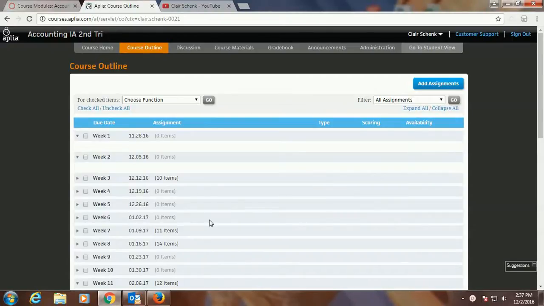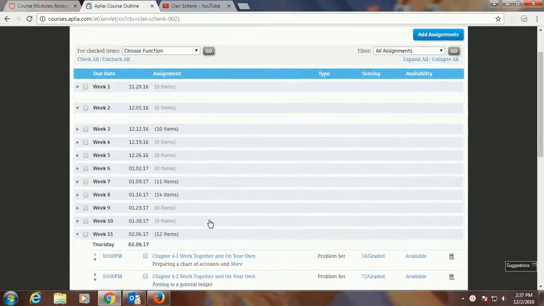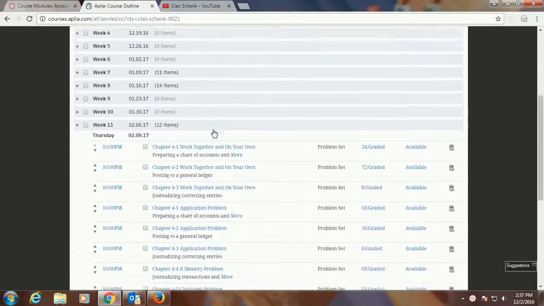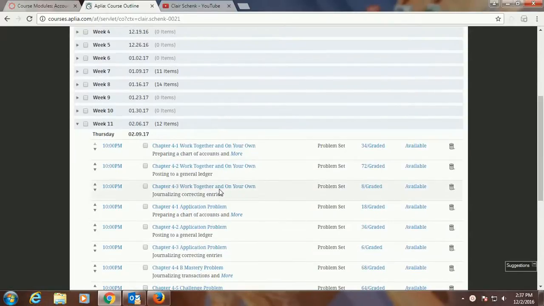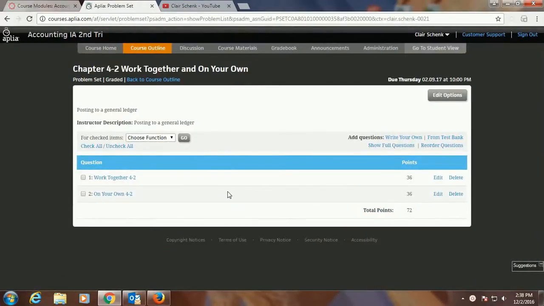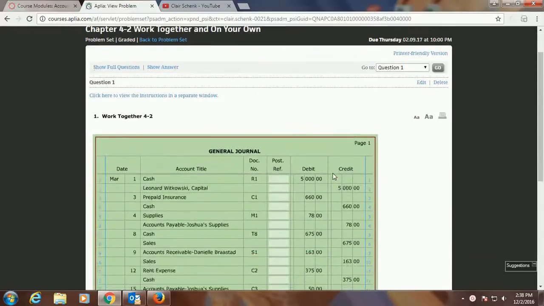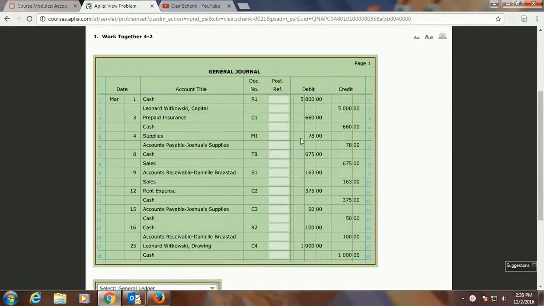We're on Working Together 4-2. So this is kind of exciting stuff. However, I'm logged into Aplia, so I'm on course outline, and then I'm going to scroll down to week 11, actually, and Working Together on your own 4-2 is what I'm doing, and then I'm going to click on Working Together 4-2, and it's loading here, and it opened up a journal with all the transactions journalized in it.